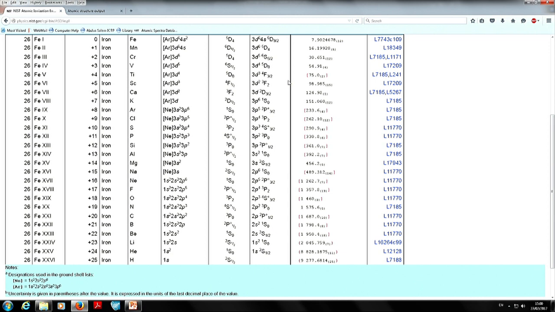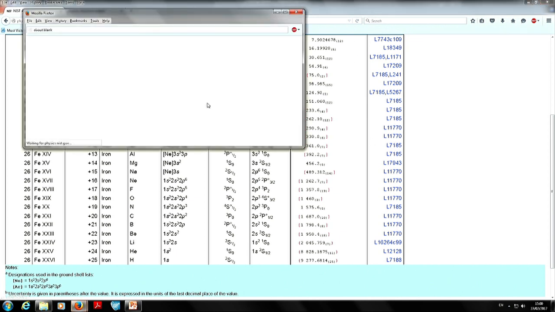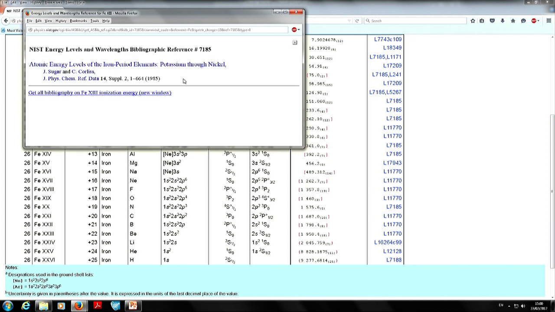Now, some of them were determined experimentally, and you see these numbers are here. Those that have red brackets or parentheses were either extrapolated or theoretically calculated. Again, it's really difficult to determine ionization potentials for highly charged ions. And of course, literature sources are available for every number here.